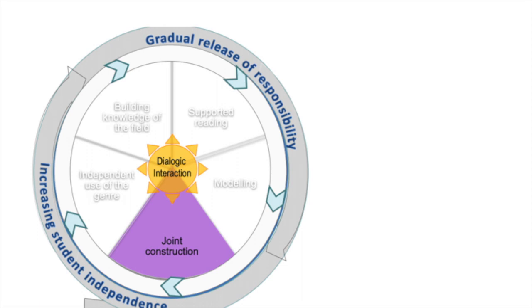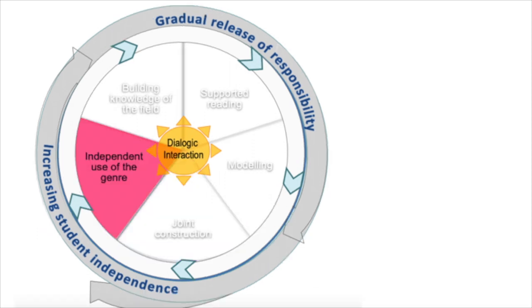Joint construction. So as a class, you might construct a text together, or you might construct one prior and just show them how you actually completed it. So moving away from narrative or persuasion, it could be like an information report. So you might give them an idea of how you structured it, in order for them to kind of model their own response on.